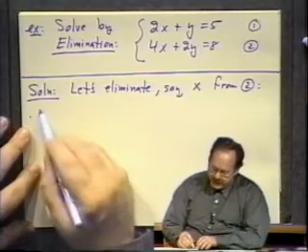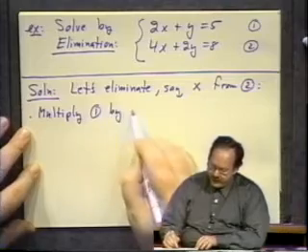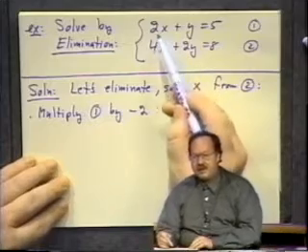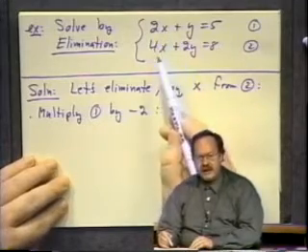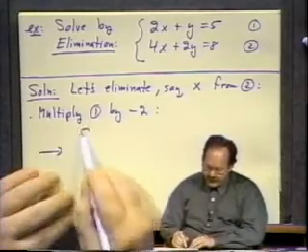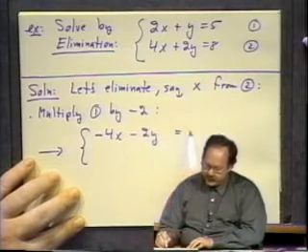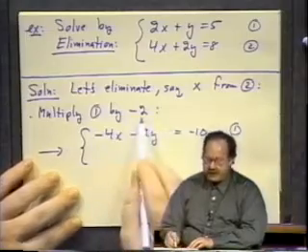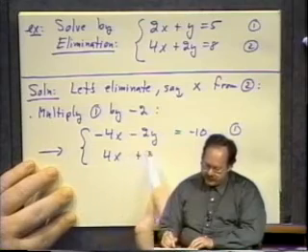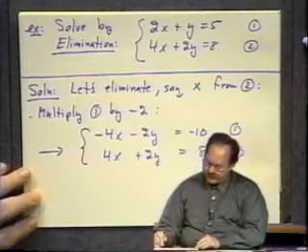In order to do that, I'm going to multiply 1 by minus 2. Why am I doing that? Because if I multiply 1 by minus 2, I'll have a minus 4x. Then later, when I add it to 4x, I'll get 0. And that's what I'm headed toward. So my system now becomes minus 4x minus 2y equals minus 10. Remember, I multiplied 1 by minus 2. That's what happens to these three. The bottom does not change, so it's 4x plus 2y equals 8. And that's equation 2, just reminding myself.